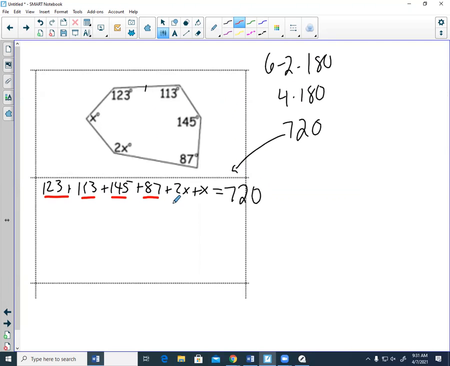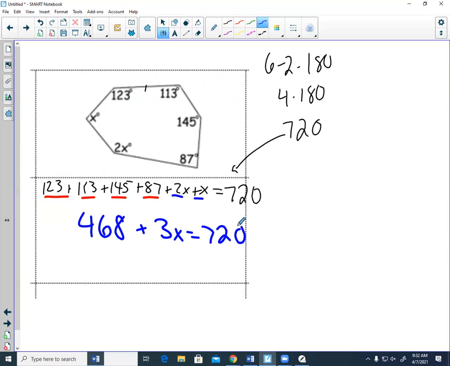So you'll notice all of those terms right there don't have an x. All of these terms right here do have an x. So combine all the terms that don't have an x together, combine all the terms that do have an x together, and then we're going to be left with this. So I'm going to add all of these things together. I'm going to do 123 plus 113 plus 145 plus 87. Has anyone done that already? So 468 plus 2x plus x is going to give me 3x equals 720.